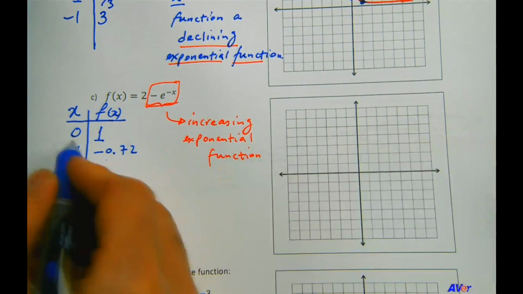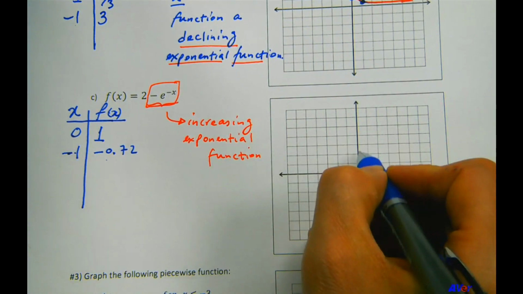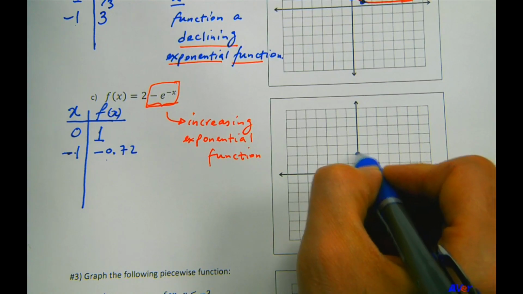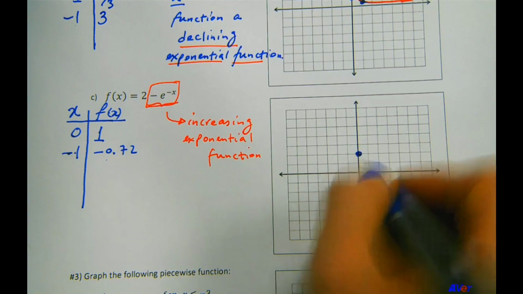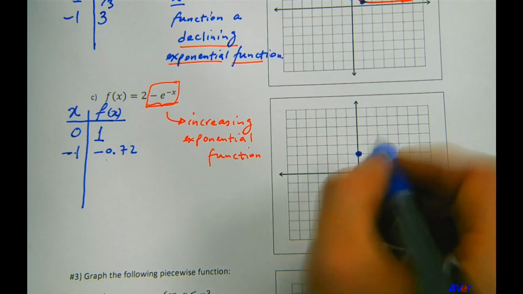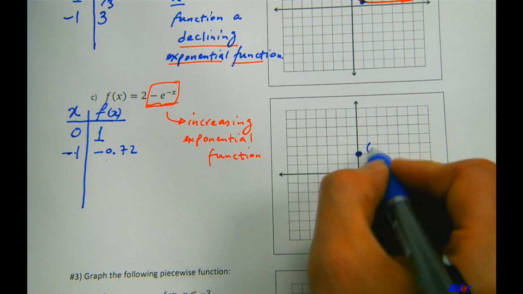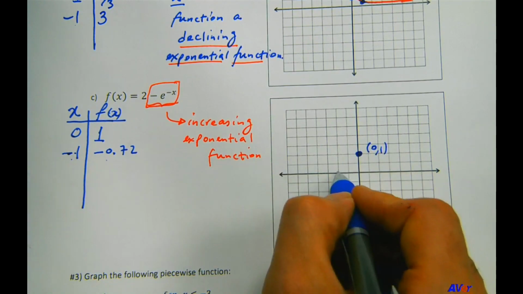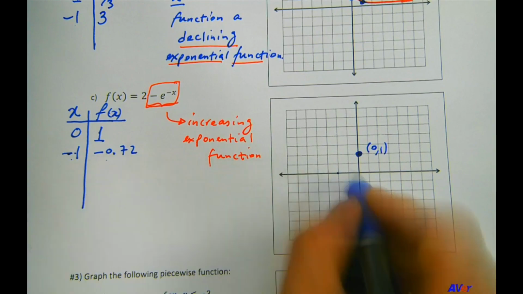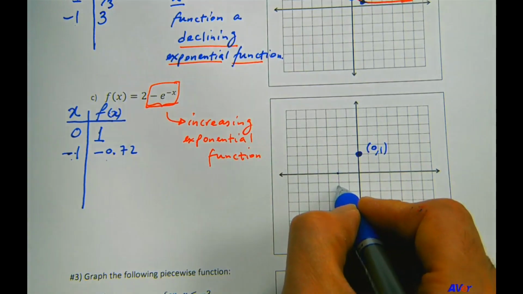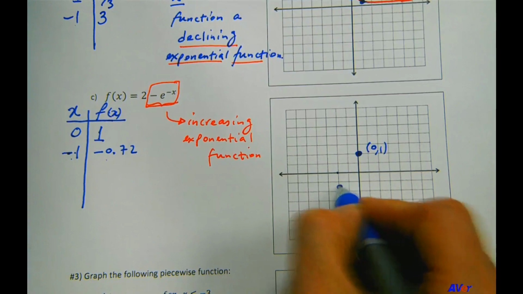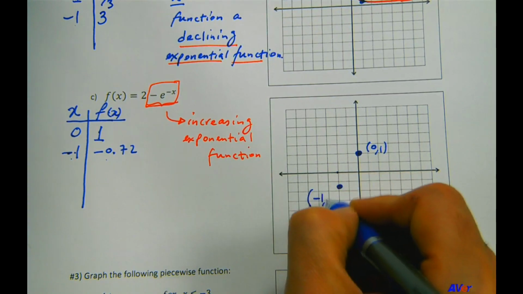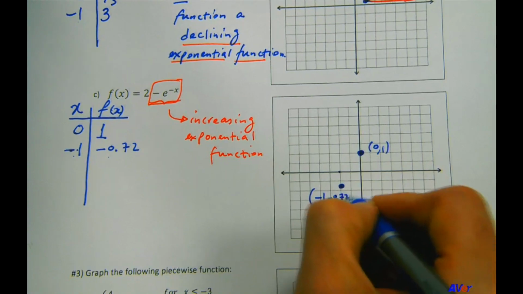These numbers are very small, so I'm going to pick my increments a little bit large. Let's pick this as 1, every 2 little squares as 1 increment. So 0, 1 is that, 0 comma 1. And then negative 1 would be here, and negative 0.72, so somewhere here. Okay, so this would be negative 1, negative 0.72.